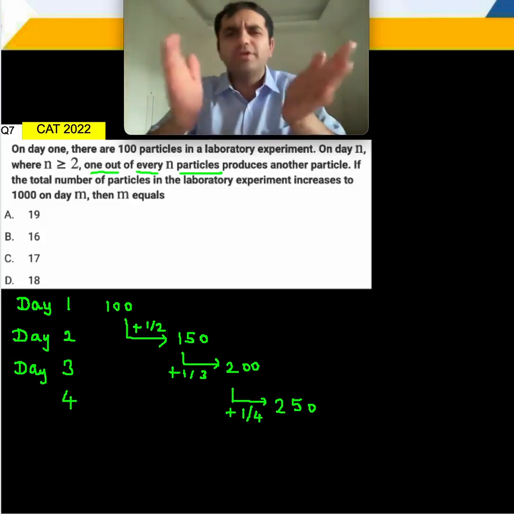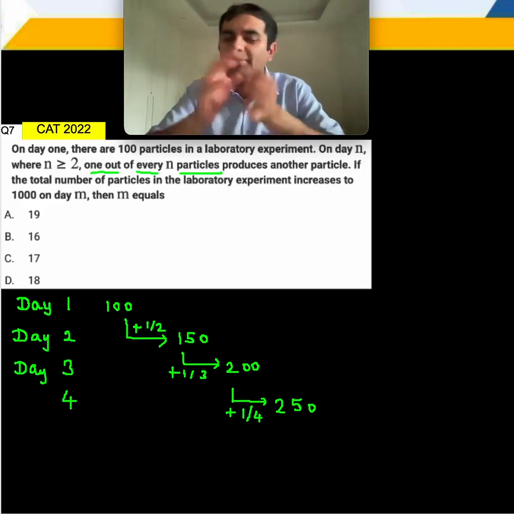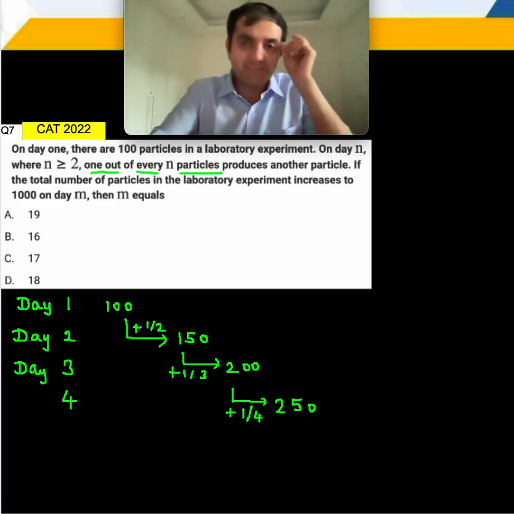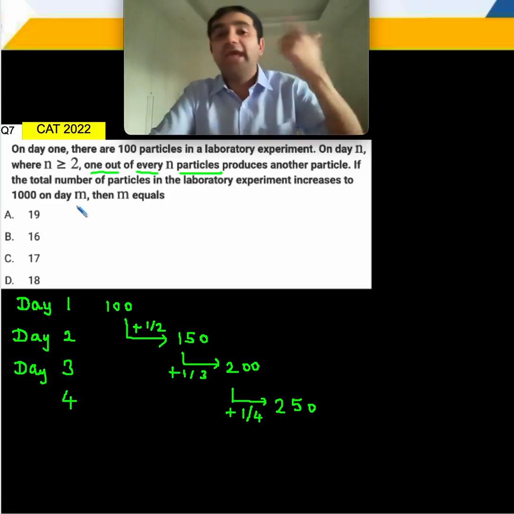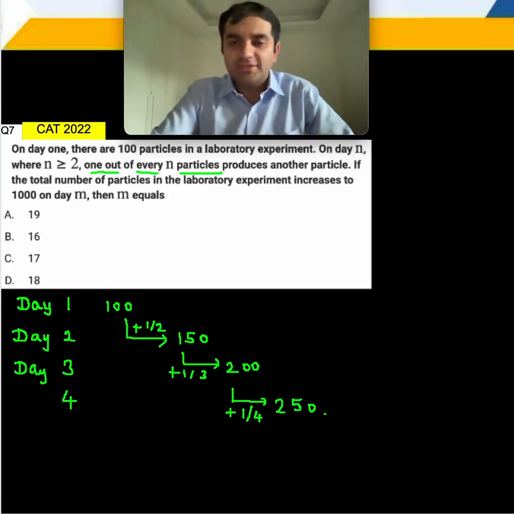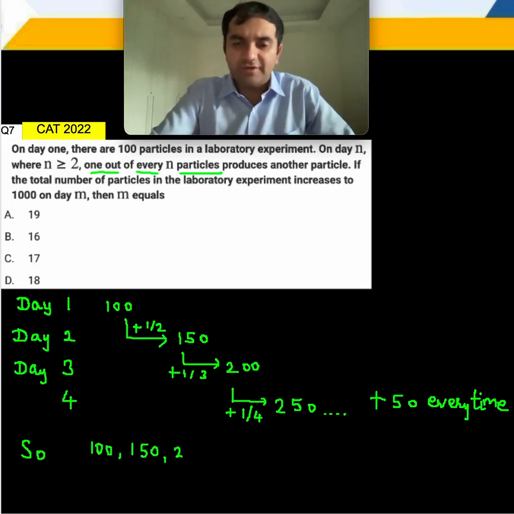What a beautiful question. Comprehension was there, a little bit of maths and patterns. So every day 50 particles are being added. If the total particles increases to 1000 on day m, find m. So every day there has to be plus 50, every time until you reach 1000. 100, 150, 200 up till the last term being 1000.